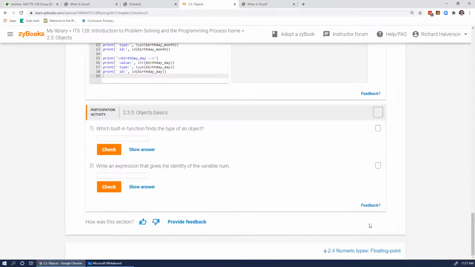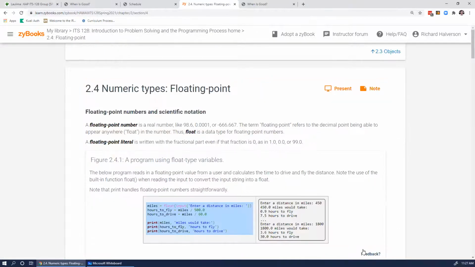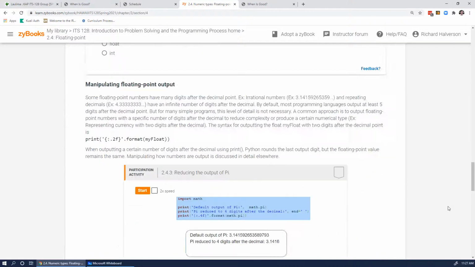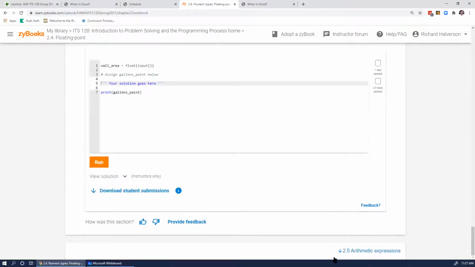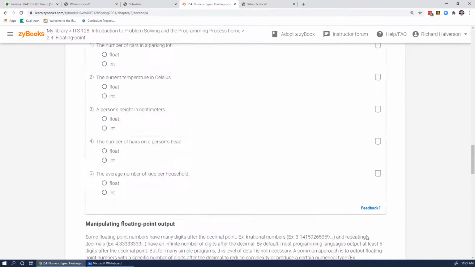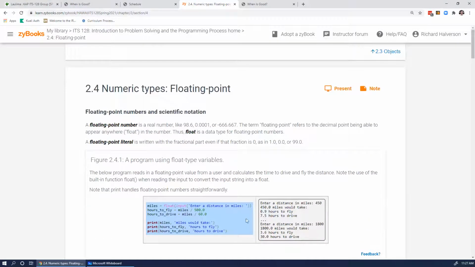So it's 11:30. Let's go to 2.4. There's a challenge in 2.4. Floating point. Let's see how far we get. What's the next one? Arithmetic expressions. Okay. Anyway, here we're talking about these variables, these containers.